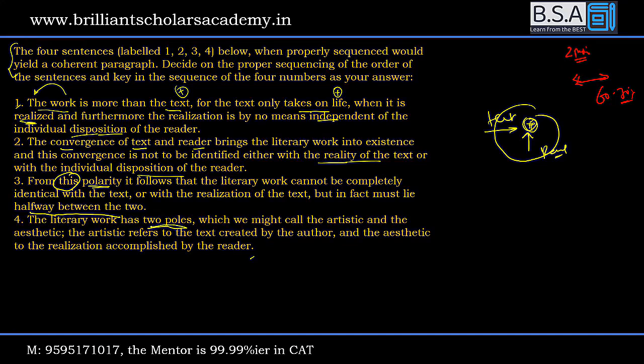Literary work has two poles, which we might call artistic and the aesthetic. The artistic refers to the text created by the author and the aesthetic to the realization accomplished by the reader. आपको ऐसा लग रहा है कि ये एक आइडिया इंट्रोड्यूस कर रहा है, कह रहा है कि लिटरेरी वर्क में दो पोल्स होते हैं. व्हाट आर द टू पोल्स? एक जो आर्टिस्टिक ने लेटर्स के फॉर्म में डाला है, टेक्स्ट के फॉर्म में डाला है, और दूसरा एस्थेटिक जो कि एक रीडर रियलाइज कर रहा है.